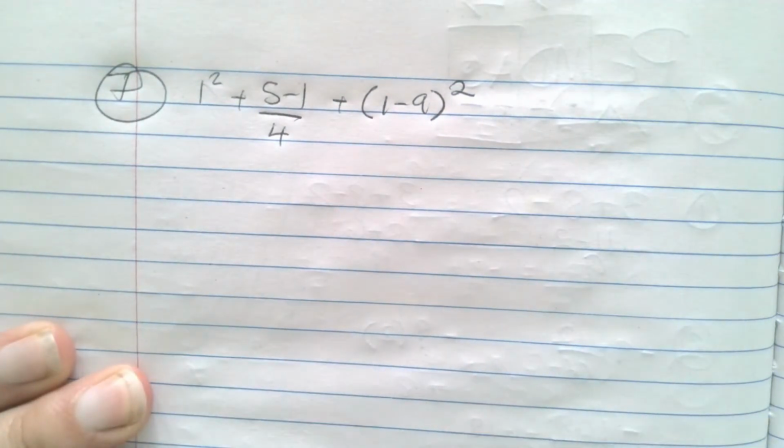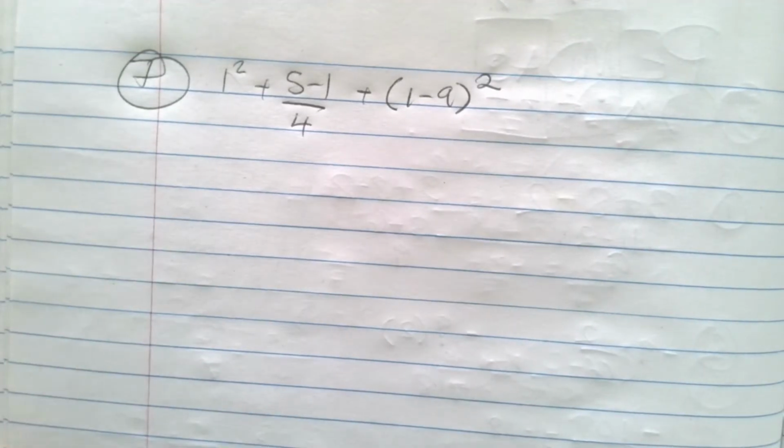All right. What do I start with? Do I start with the parentheses, the exponents, the multiplication, the addition, the division? What do I start with? The parentheses. Parentheses, sure. What is 1 take away 9? Positive or negative?